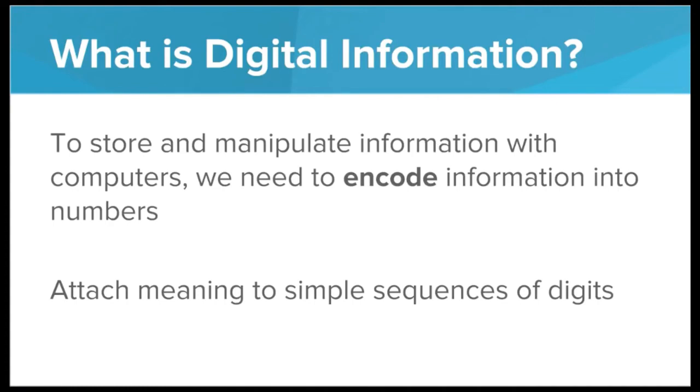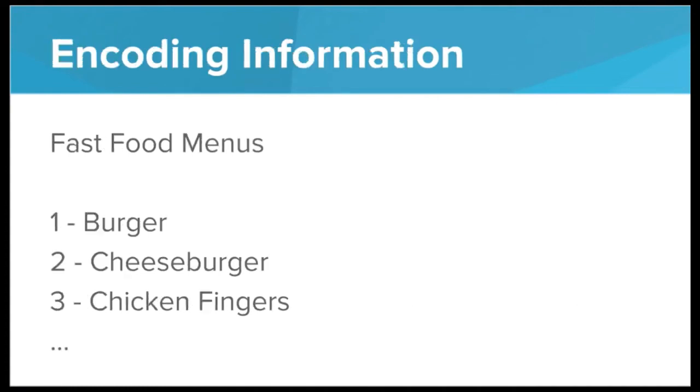And we do this all the time. We see this in the real world. We attach meaning to numbers on fast food menus. You can go to a cashier and order a number 2, and you and the cashier both know you're not literally asking for a number 2, you're asking for a cheeseburger. So this is an example of encoding information. You're encoding fast food meals as numbers.